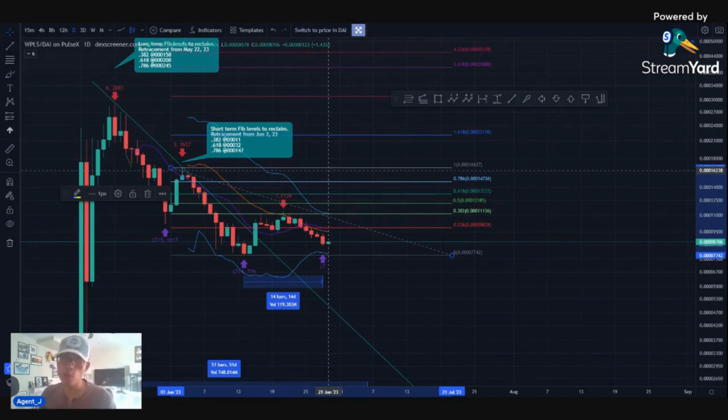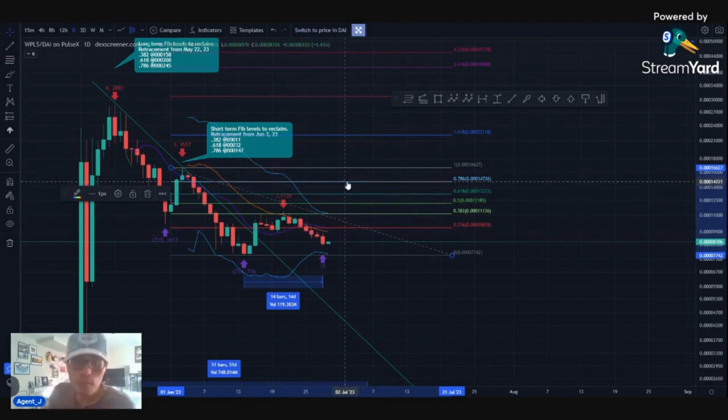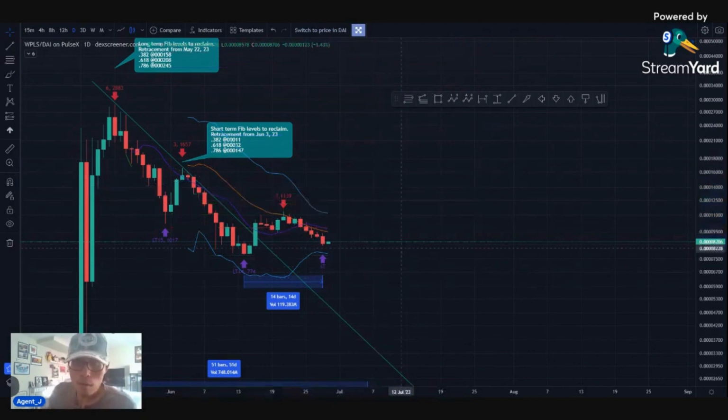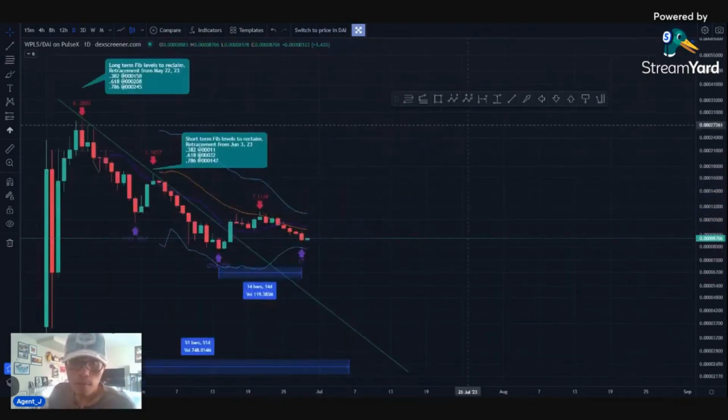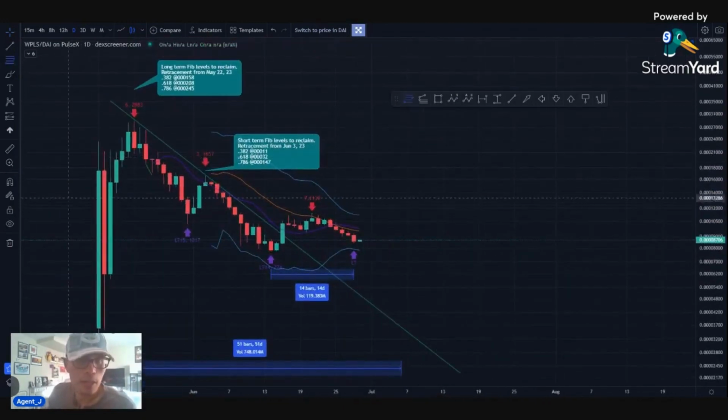And so, like I said, the short term: reclaim the 382 level here, 3 zeros and an 11, and then make its way up to trying to break through the 0.618 level here, which is 3 zeros and a 13, and then the 786 level, which is 3 zeros and a 14, 726 to be exact. That's for the short term. Now, for the long-term fib levels that we would like PulseChain to reclaim, well, same thing.